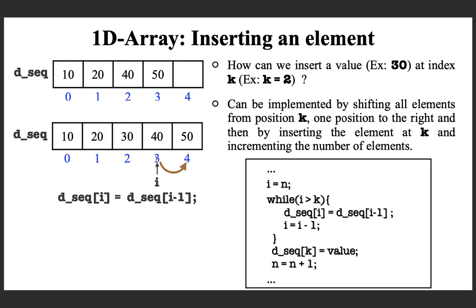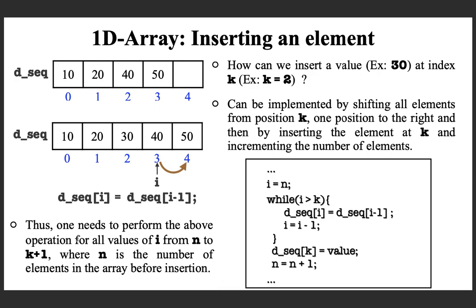When you are standing here, you copy from the previous position. That's what you do. So d6 at i is getting the value at i minus 1 and then you are decrementing. This is what you did, and after that what you have to do is you have to assign the required value. I am assuming that this is in a variable value to the position at k, and then you increment the number of elements. So this is what we did.